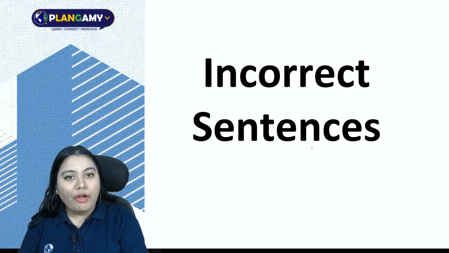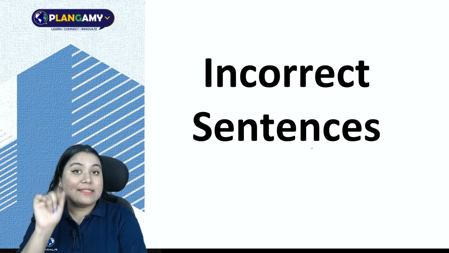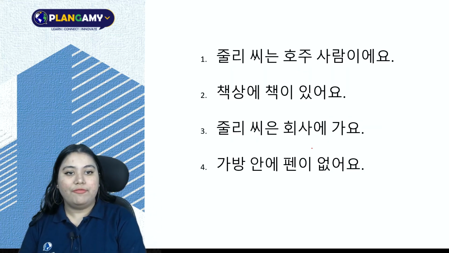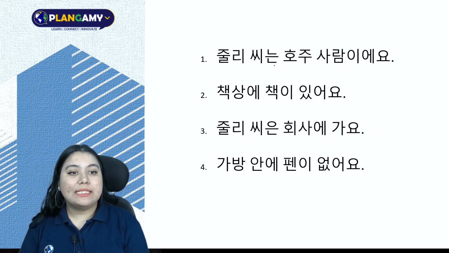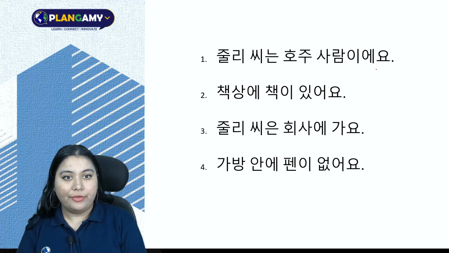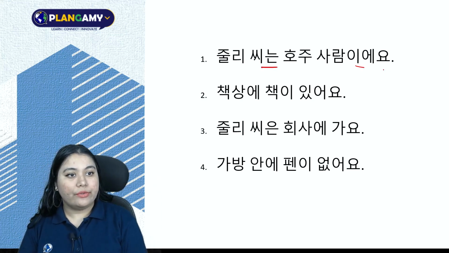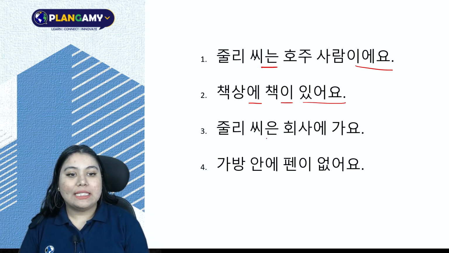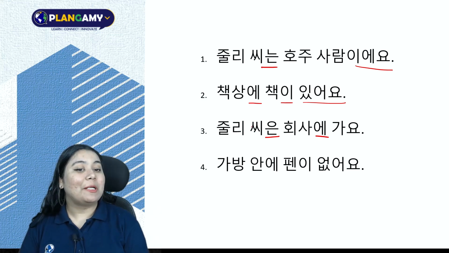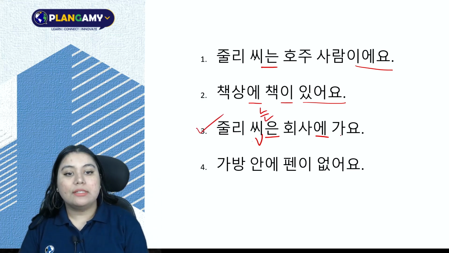Okay. Moving on, now we are going to figure out the incorrect sentences of the given sentences. Okay. First one. 줄리 씨는 호주 사람이에요. Okay. Marker is correct here also, here also. Next. 책상에 책이 있어요. Okay. Next one. 줄리 씨은 회사에 가요. Okay, now we have figured out the mistake. 줄리 씨은 ending with a vowel. This should have been 는. 줄리 씨는. So third one is the incorrect one.